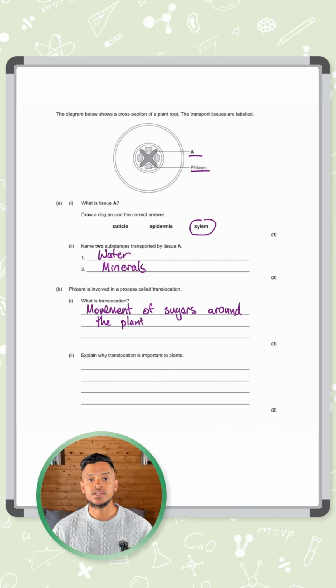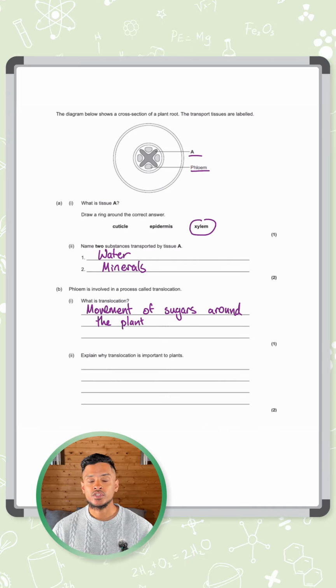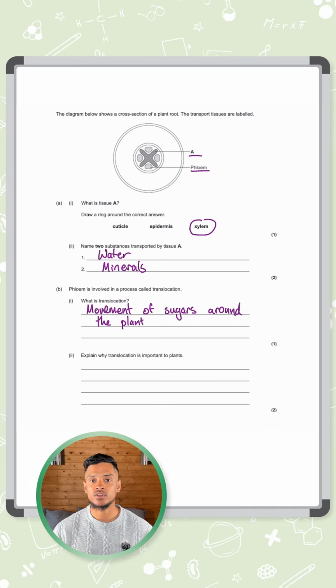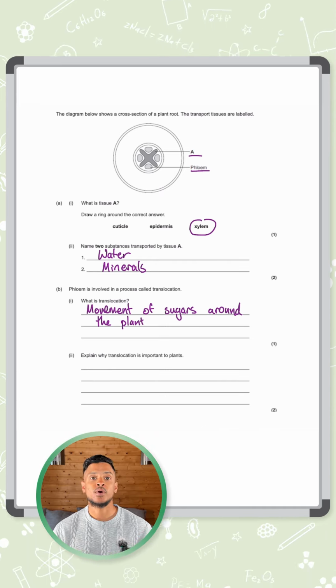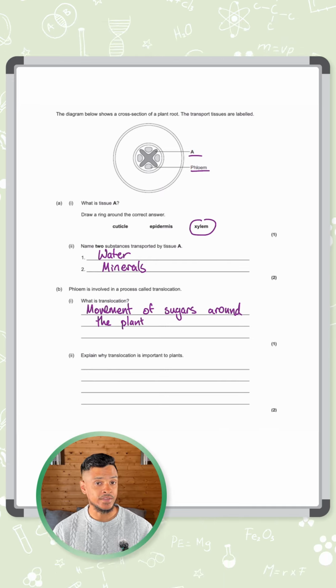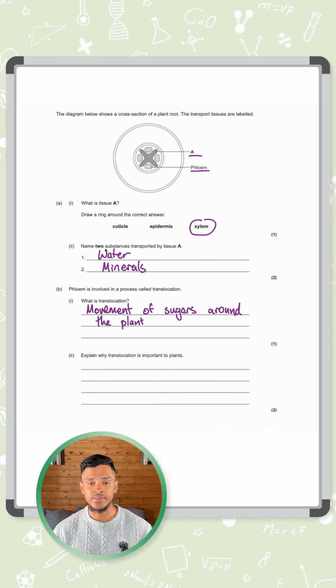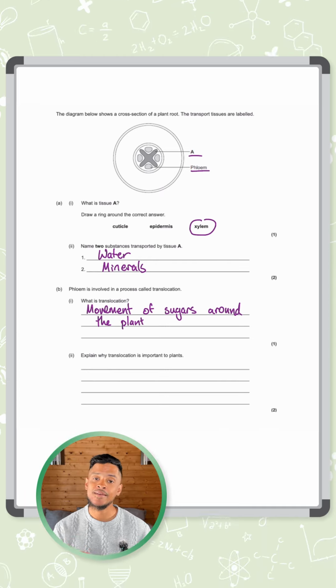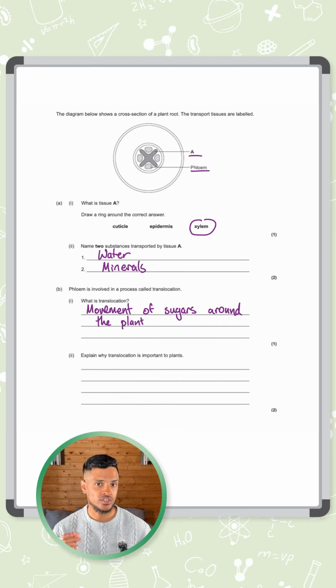So why does sugar need to be moved around the plant? So let's think about, where is sugar made? Sugar is mostly made in plants in the leaves. But is it just the leaves that need the sugar? No, every single cell in the plant needs sugar.